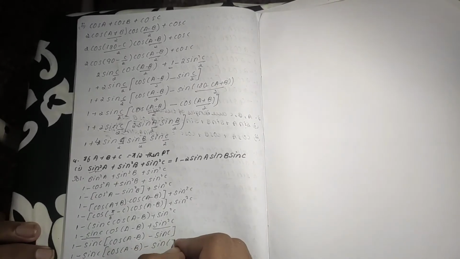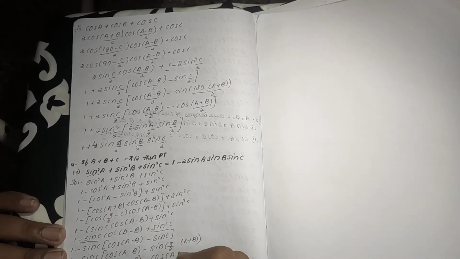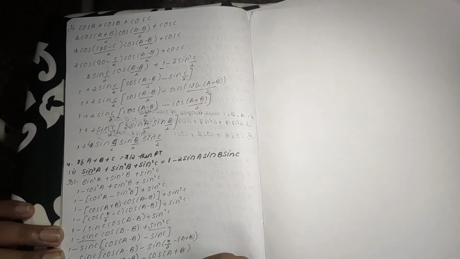So the value of C is pi by 2 minus (A+B). 1 minus sin C into cos (A−B) minus sin of (90 − (A+B)), and sin of 90 minus theta is cos theta, so cos (A+B). So the value of cos (A−B) minus cos (A+B) is 2 sin A sin B. So multiply this inside, so this is 2 sin A into sin B into sin C. Thus proved.